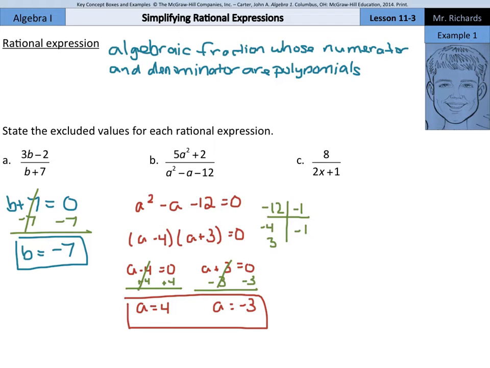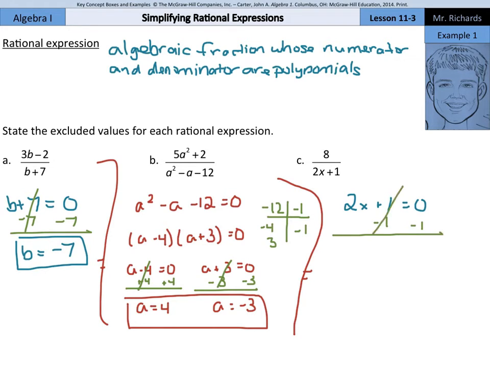What about our last example here? Give some space there with some pretty dividers. 2x plus 1 is our denominator, so we can look at 2x plus 1 and set that equal to 0. Two-step equation here, so if we subtract 1 from both sides, we are left with 2x equals negative 1. And if we divide by 2, we're left with x equals negative 1/2. So this excluded value is negative 1/2.